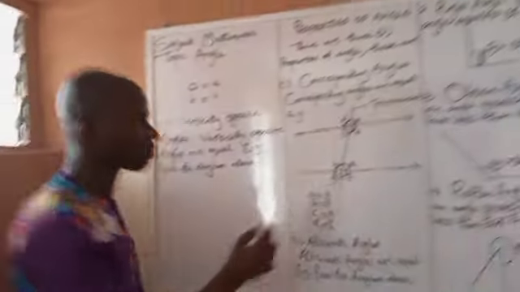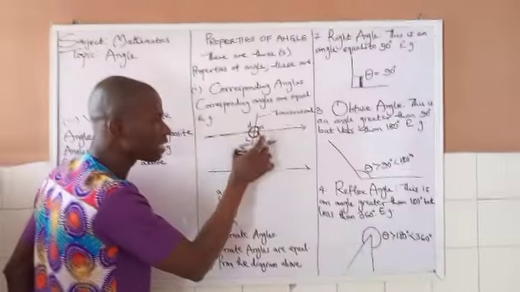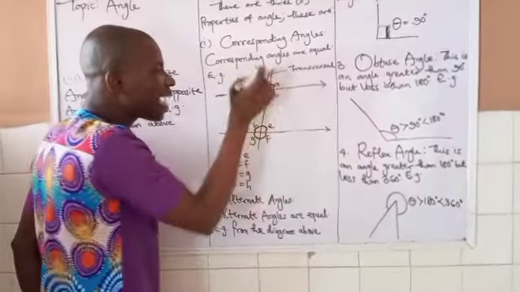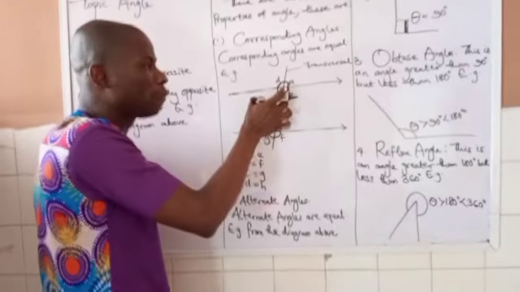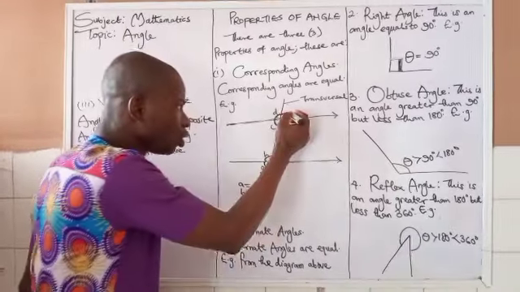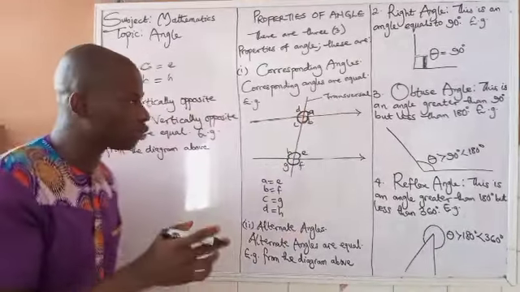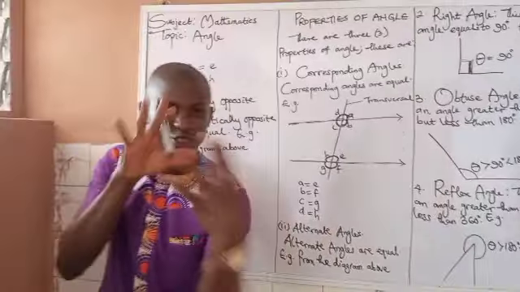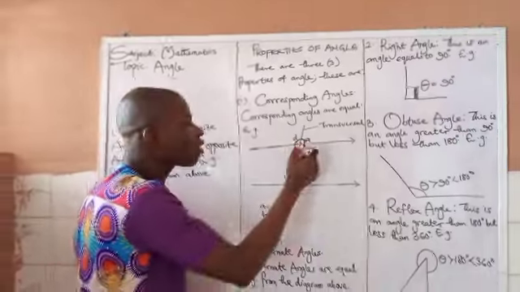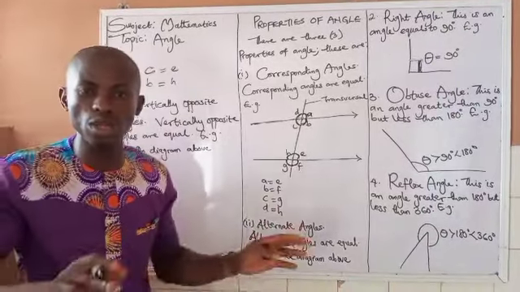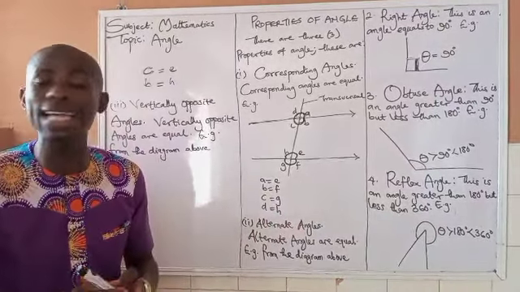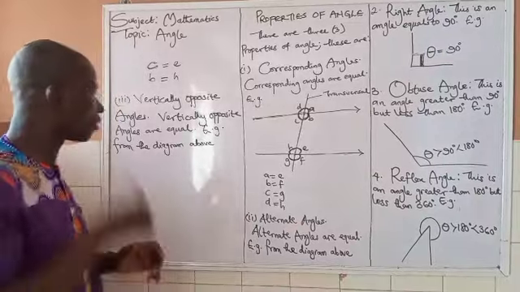Please pay attention. A is not facing B. A is adjacent to B or B is adjacent to A. Do you understand what I'm saying? Please don't be confused. We are talking about opposite facing. That's what we are saying. So what we are saying here is that any angle facing each other is known to be vertically opposite angles and they are equal. So please take note of that.